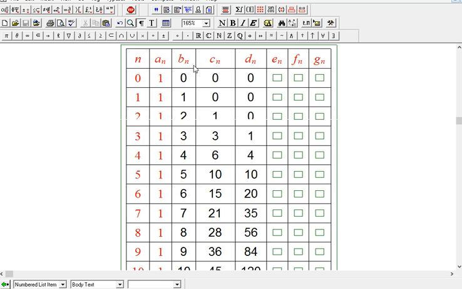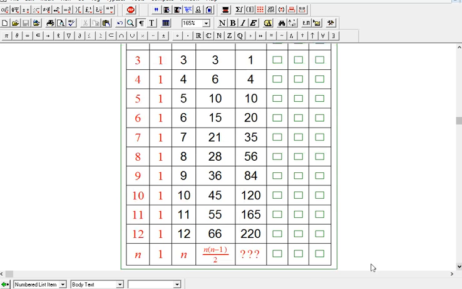C sub n, let's see, does that grow linearly? Well, here it grows by 2, by 3, by 4, by 5, by 6. Oh yeah, of course it does, because that's what we're adding each time. So in other words, the growth rate is not constant. And of course, we already know that from the closed formula.